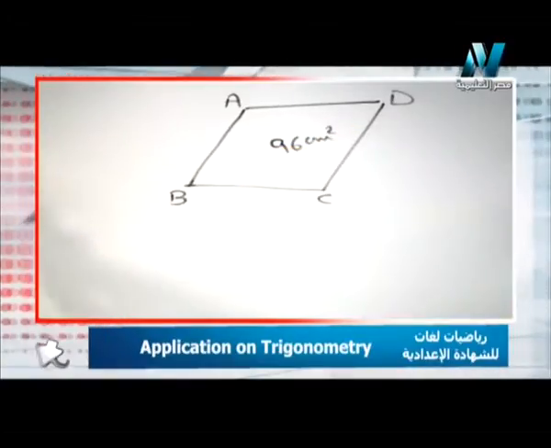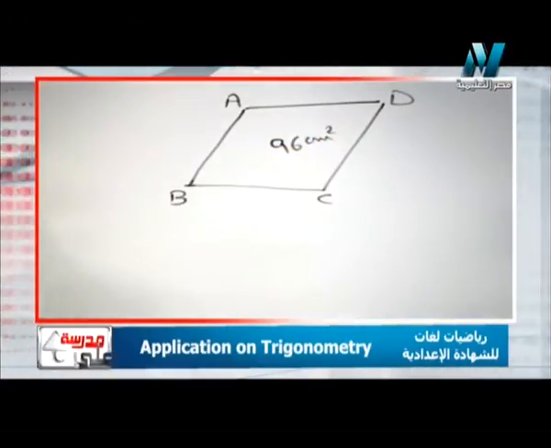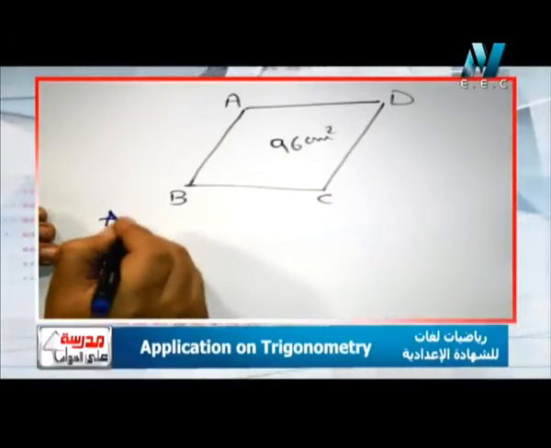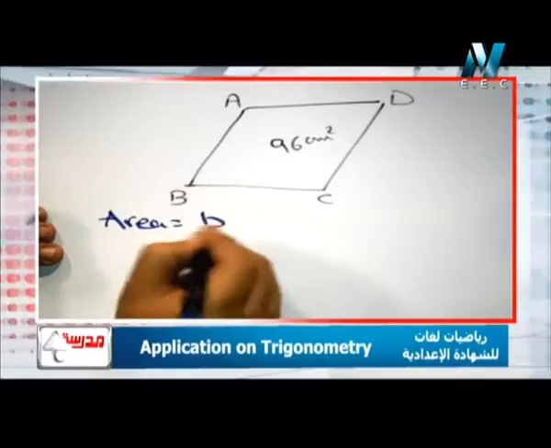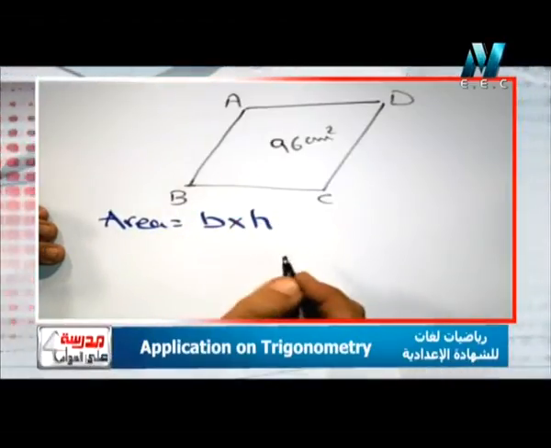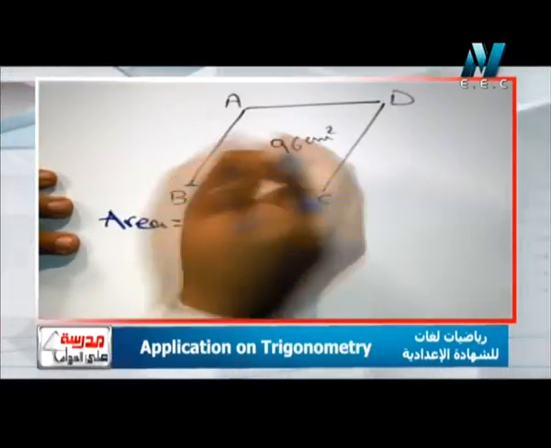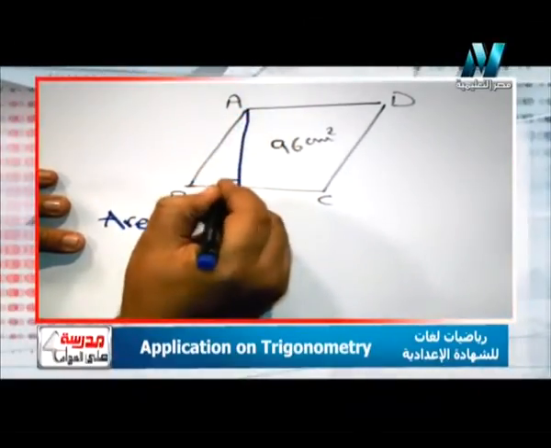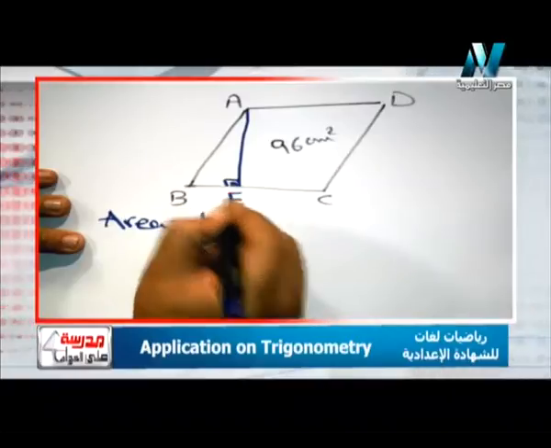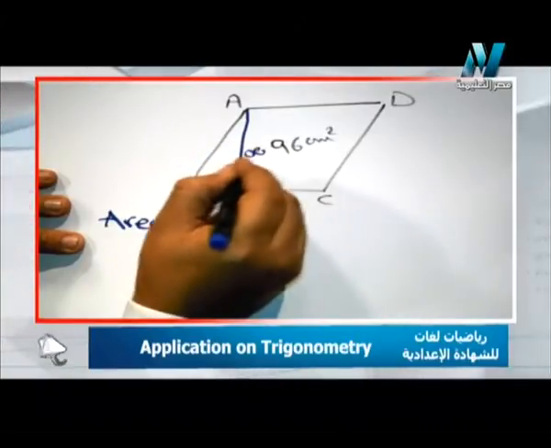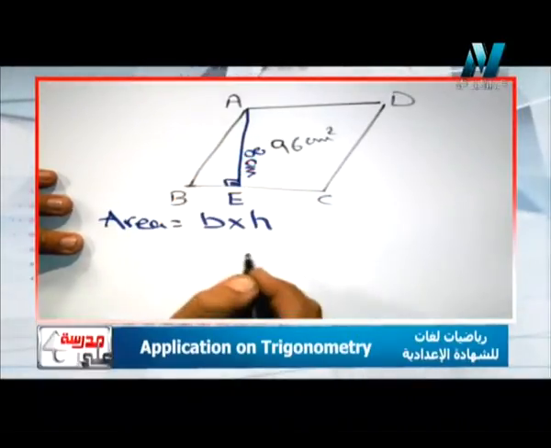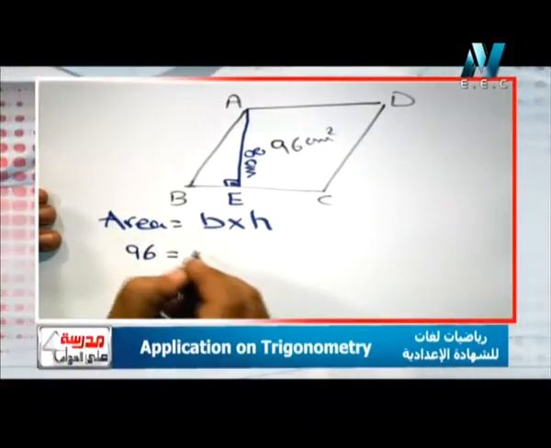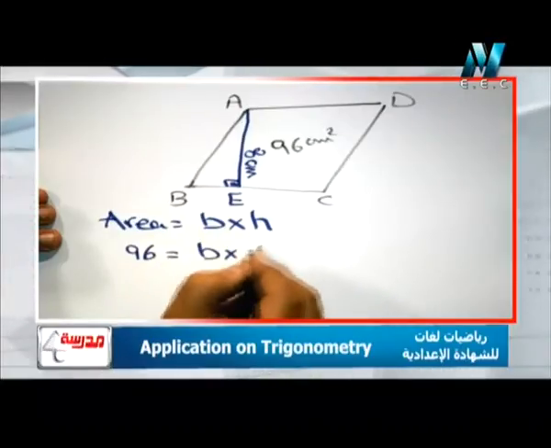And let's remember, how can I find the area of the parallelogram? The area of the parallelogram equals the length of the base times the length of the height of the parallelogram. And the height of the parallelogram is drawn in the shape. This is the height, and its length is 8 centimeters. So as long as I have the area, which is 96, equals the length of the base times the length of the height, which is 8.